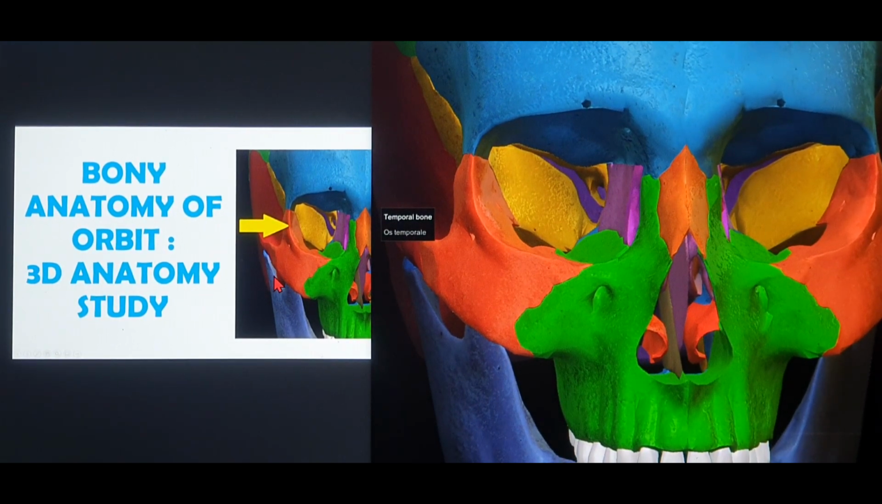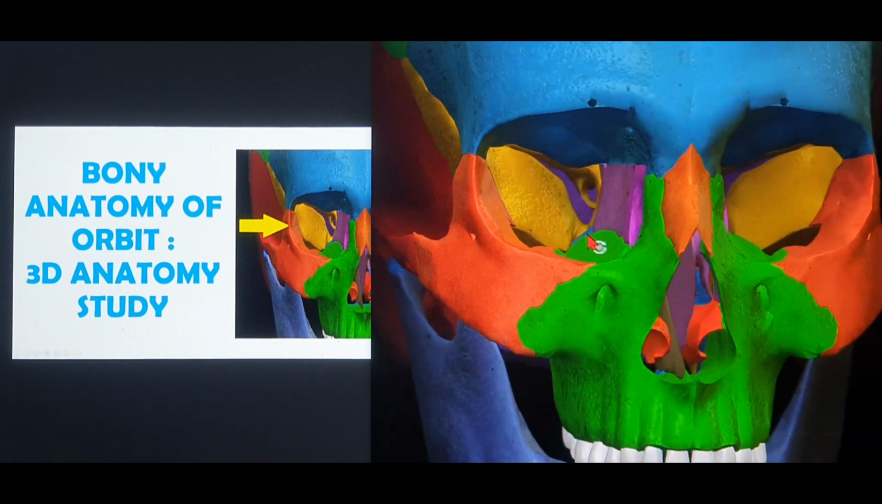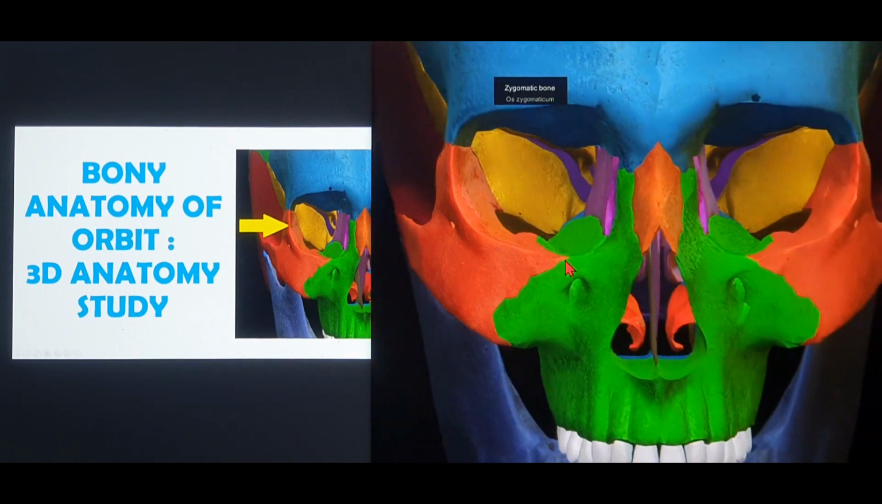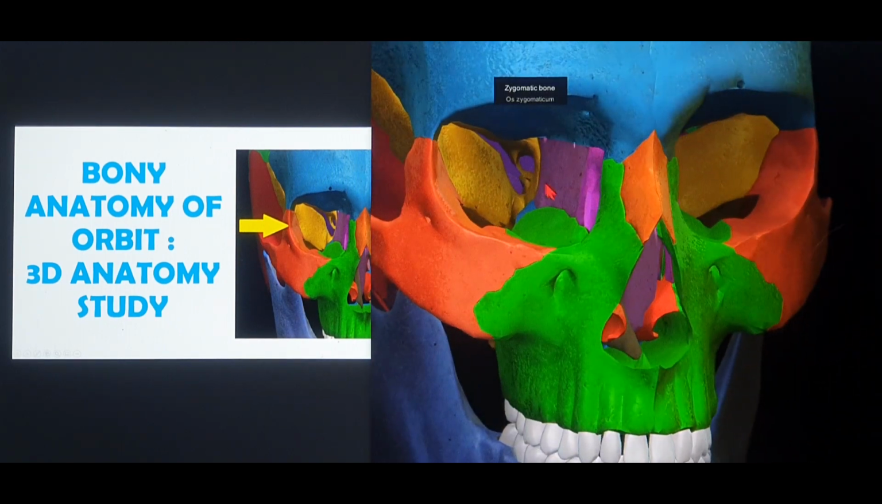Today's lecture is going to be all about the bony anatomy of the orbit. Basically this is going to be a 3D anatomy study. I have a 3D anatomy model over here, and I'll be talking in brief about the 3D detail of each and every bone that's forming the orbital bony anatomy.